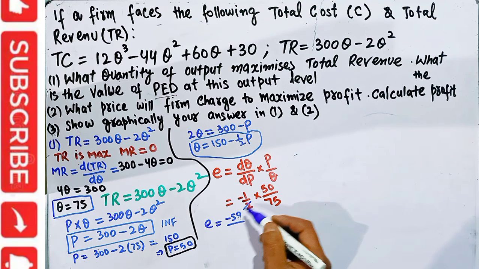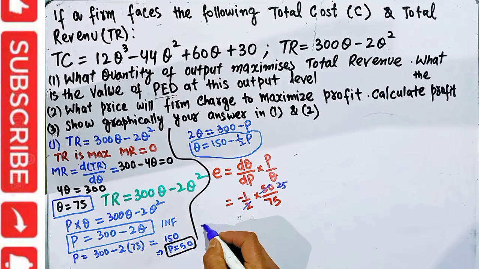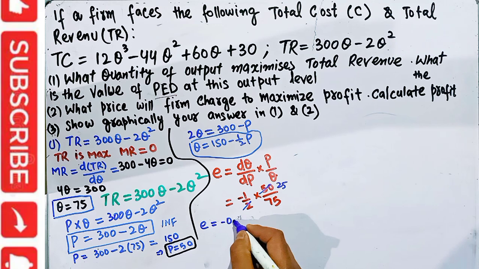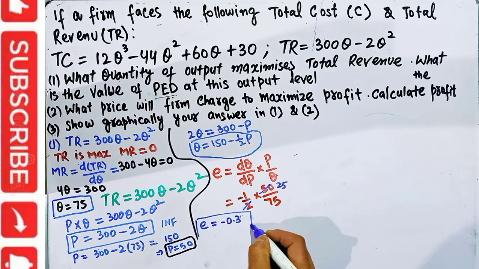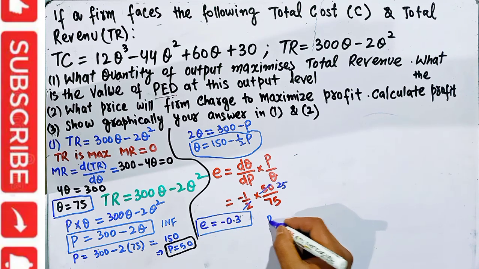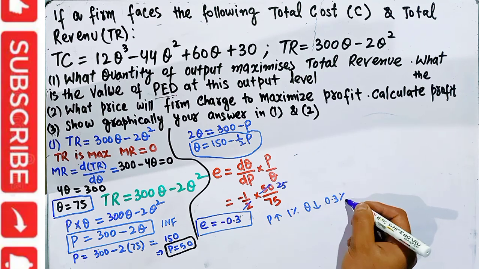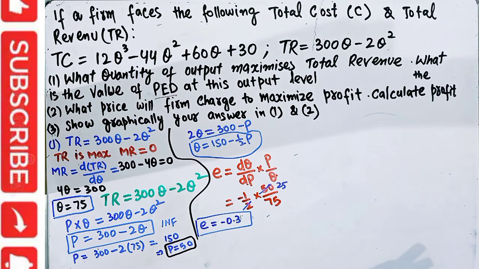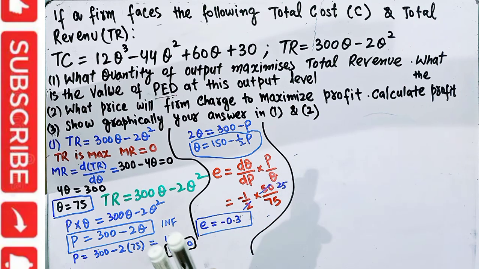Okay, let us solve it here. So elasticity will be equal to minus 25 upon 75, which is minus 0.33 and so on. So this is the price elasticity of demand. It simply tells us if price increases by 1%, quantity demanded will decrease by 0.3%. I hope I have done the correct calculation here. So please verify if I have made any mistake.